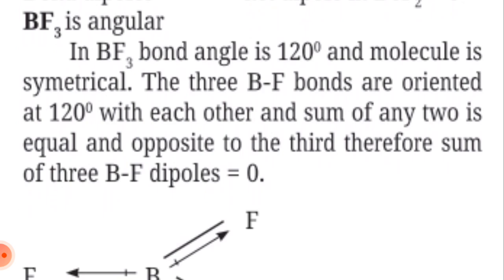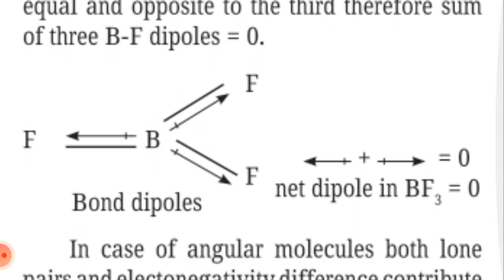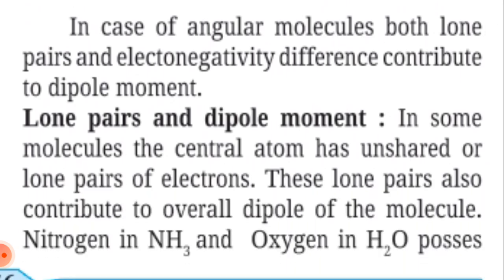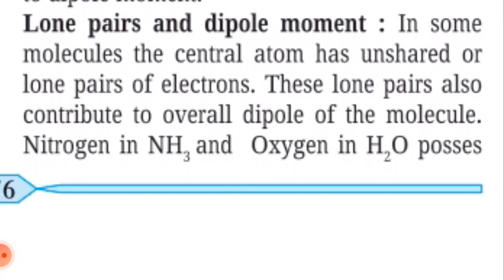Boron trifluoride is trigonal planar. In boron trifluoride, the bond angle is 120 degrees and the molecule is symmetrical. The three BF bonds are oriented at 120 degrees with each other, and the sum of any two is equal and opposite to the third. Therefore, the sum of the three BF bond dipoles is equal to 0. Bond dipoles, net dipole in BF3 equal to 0. In the case of an angular molecule, both lone pair and electronegativity difference contribute to dipole moment.